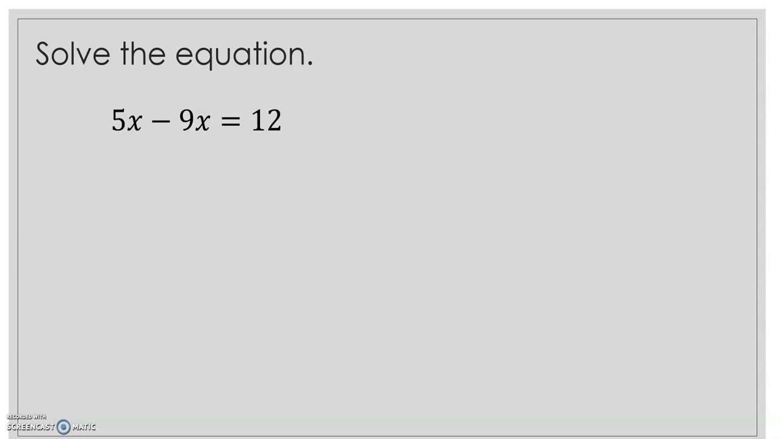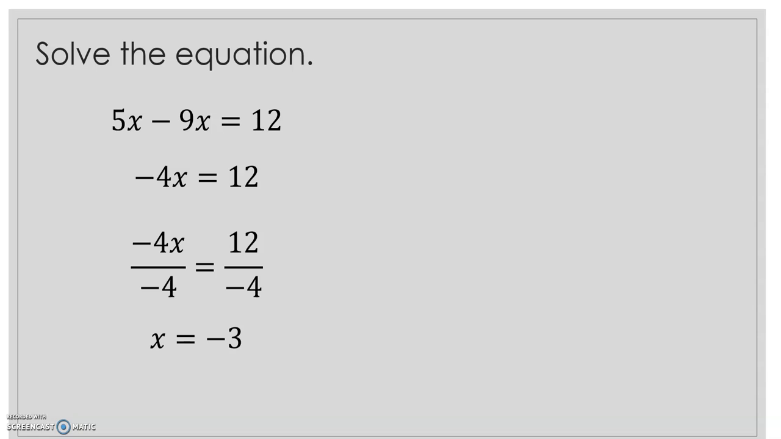5x minus 9x equals 12. Here we have like terms that we need to combine. 5x minus 9x is negative 4x equals 12. Undo that multiplication between the negative 4 and the x by dividing on both sides by negative 4. Negative 4 divided by negative 4 equals 1. x equals 12 divided by negative 4, which is negative 3.